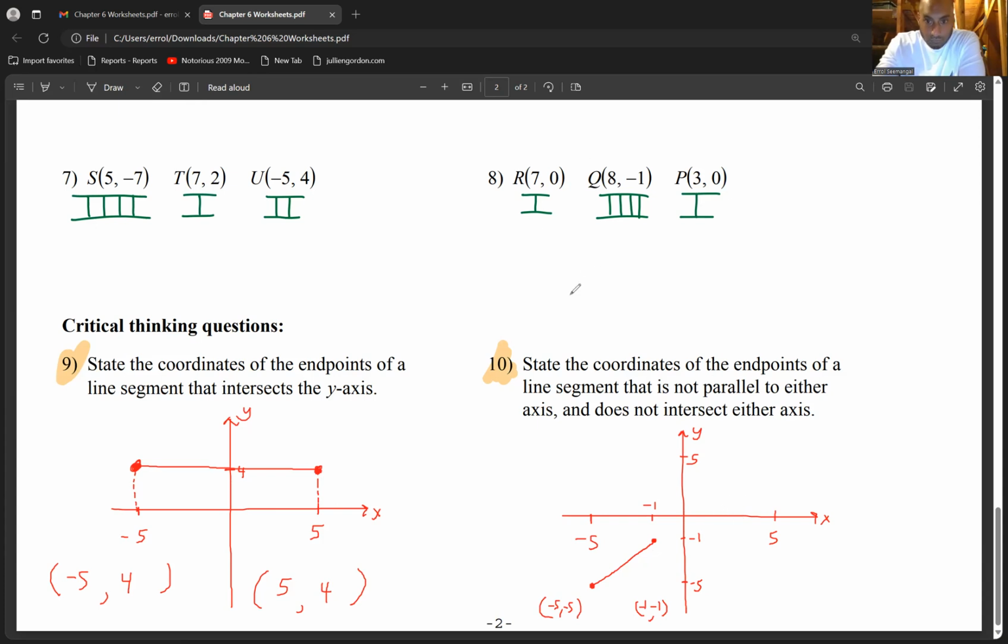4, 1, and what else? -4, 1. Okay, so 4, 1 is somewhere like right here. And -4, 1 would be here. That would be parallel to the x-axis and it would intersect the y-axis. So it can't be that, because it says it does not intersect either axis and is not parallel to either axis. So it can't be those ones.